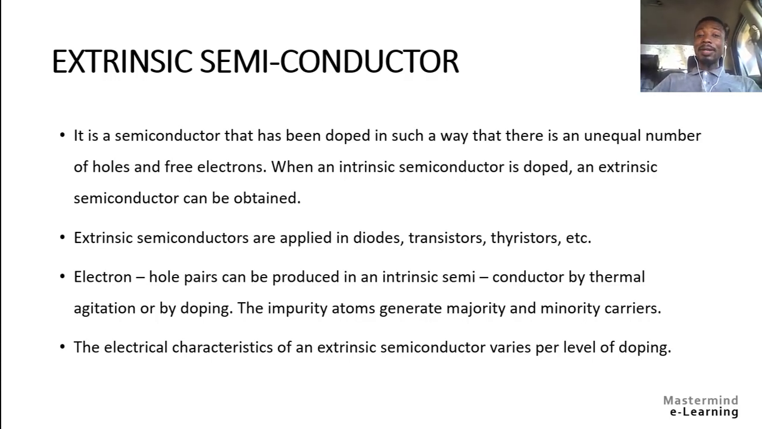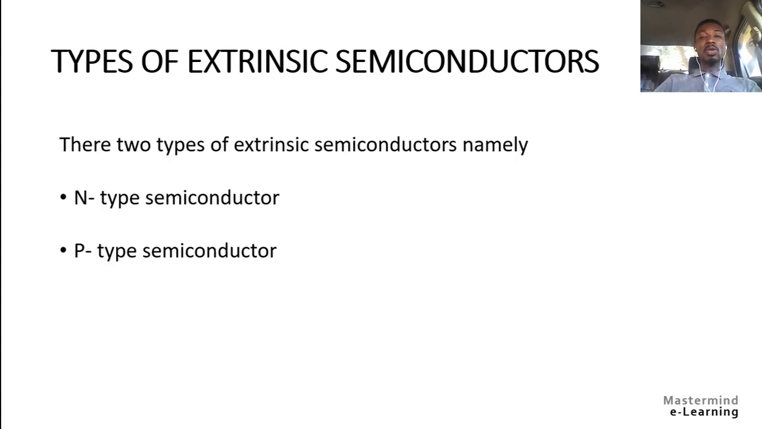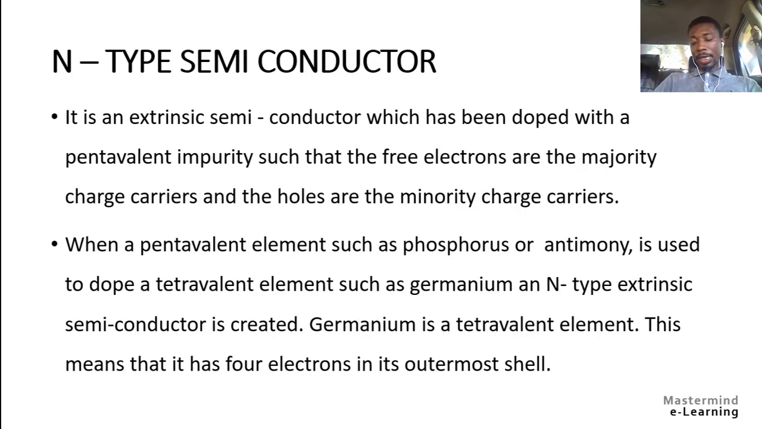Now, the electrical characteristics of an extrinsic semiconductor vary per the level of doping. How much doping did you apply? That will affect the conductivity or the resistivity you have. There are two types of extrinsic semiconductors, and these are N-type semiconductors and P-type semiconductors. Let's look at N-type semiconductors.